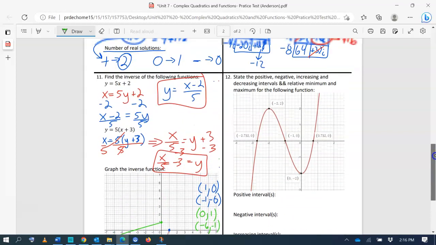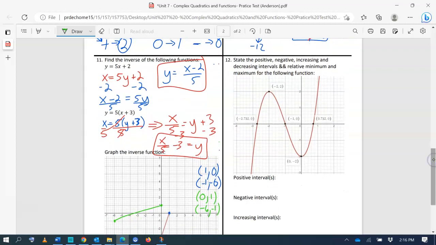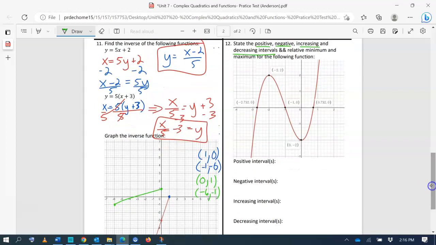All right, now we need to state the positive, negative. There's a lot of questions here. We have positive, negative, increasing, and decreasing intervals, as well as a relative minimum and relative maximum. So let's go in order. Positive intervals. So positive intervals is all the spots of the graph that's above our x-axis. So we have this is a positive interval, and this is a positive interval.